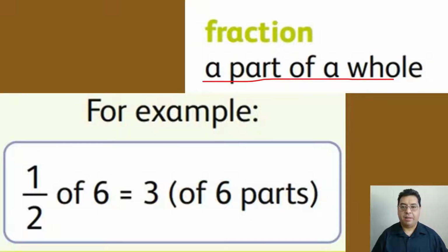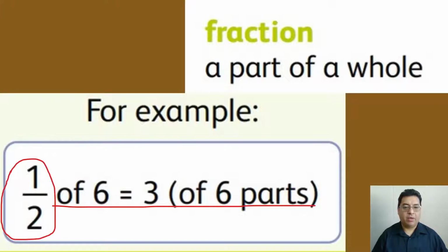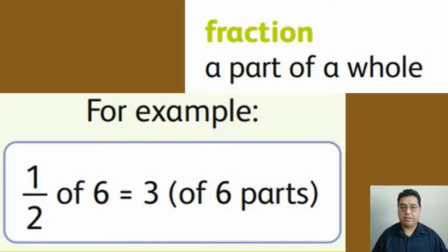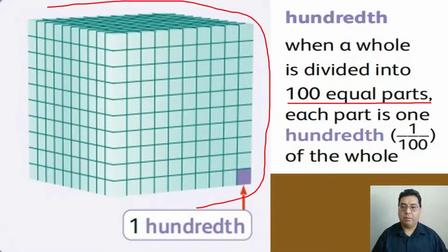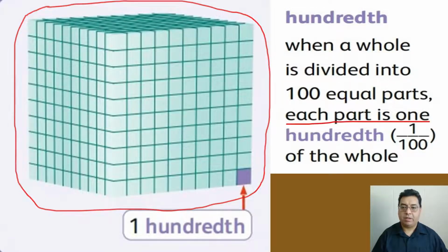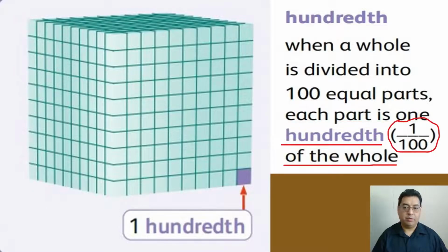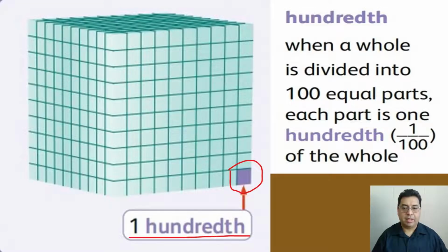Fraction, a part of a whole. And the example I have here is 1/2 of 6 equals 3 of 6 parts. Hundredth, when a whole is divided into 100 equal parts, each part is 1/100th, or 1/100 of the whole. And the example I have here shows what 1/100th looks like in a whole that's got 100 other pieces.